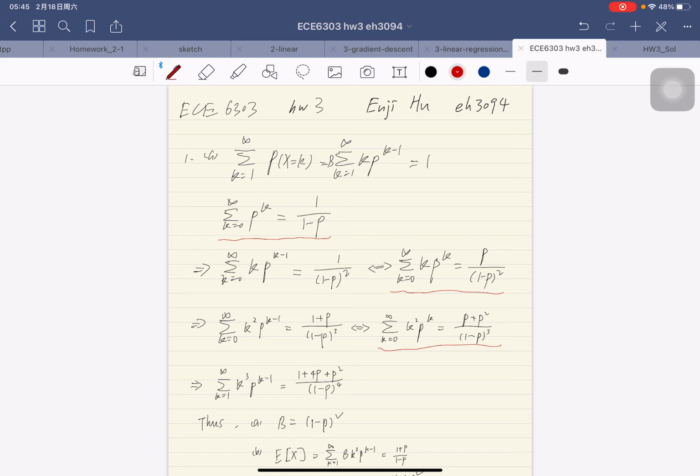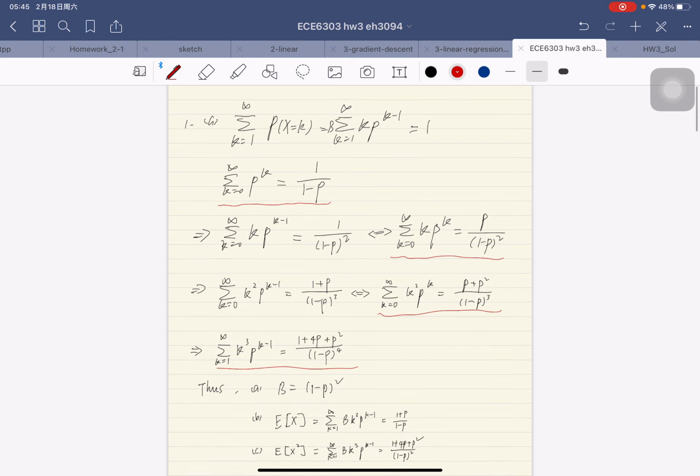And finally, if we continuously take the derivative on both sides of the formula, we will finally get this one. And all of these are going to be used in solving the following problem.